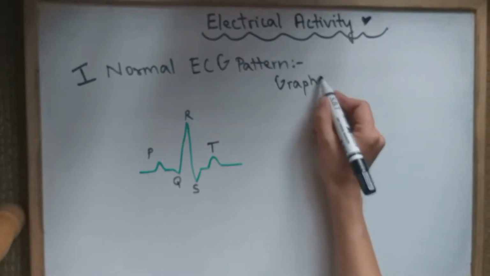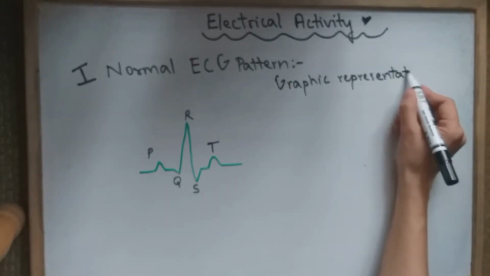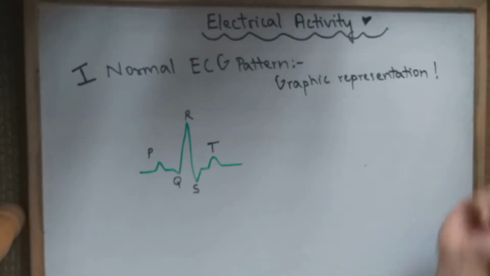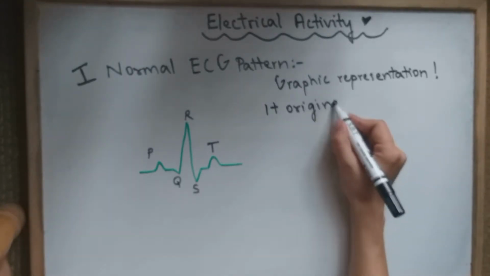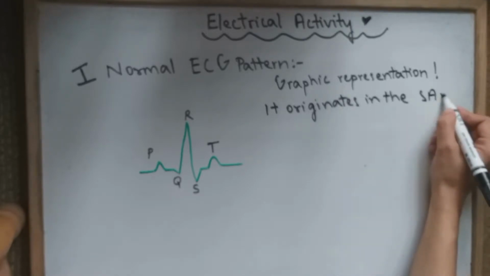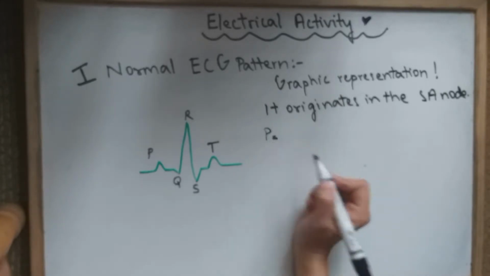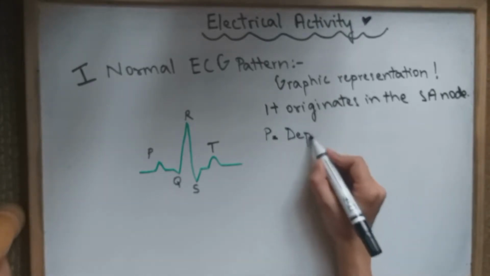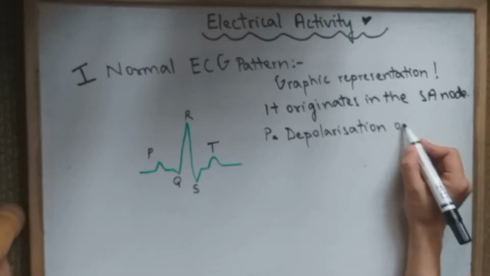So the ECG is a graphic representation of the electrical activity of the heart. It all starts with the sinoatrial node, which is in the right atrium and is the natural pacemaker of the heart. Now let's talk about each letter. So P is for the depolarization of the atria, both the right and the left atrium.